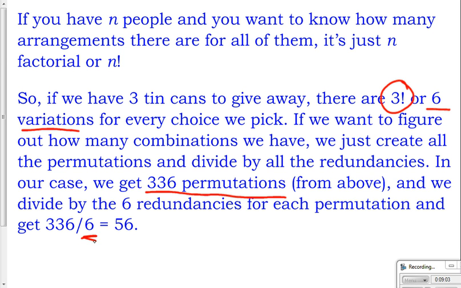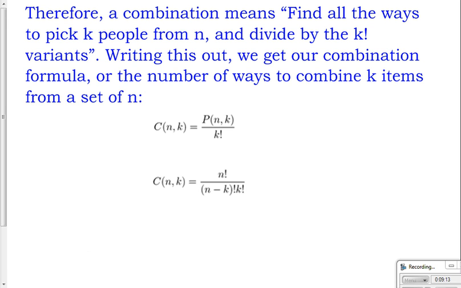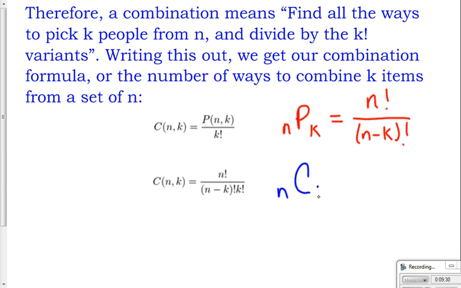And we'll divide by the number of repeats, which we find by taking the factorial value of our small group. This should suggest our new equation. So remember that our equation before for permutations was n factorial over n minus k factorial. To figure out how many combinations we have, we do exactly the same thing.